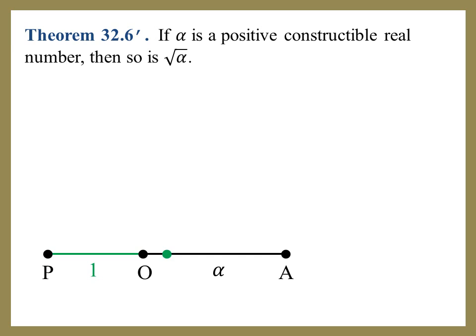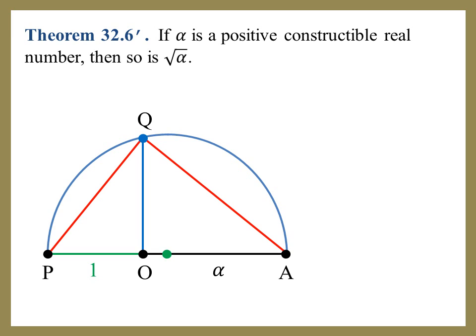Find the midpoint of line segment AP. With this midpoint as the center, introduce a circle with diameter AP. Construct a perpendicular to segment AP through point O, which can be done by Theorem 3. Denote the point of intersection of this perpendicular with the circle as Q, as shown. Join points P and Q and points A and Q to produce a triangle.